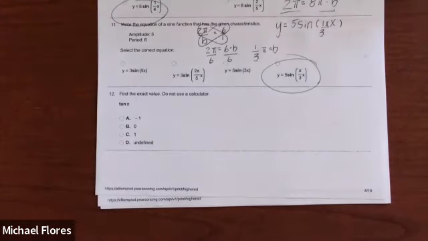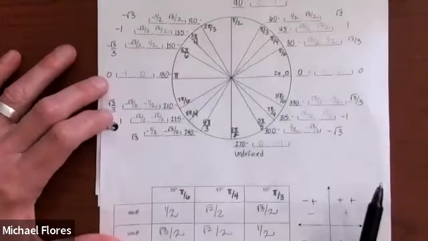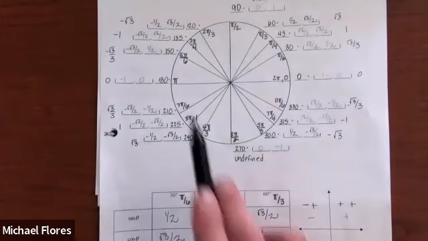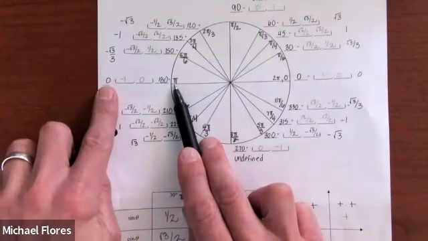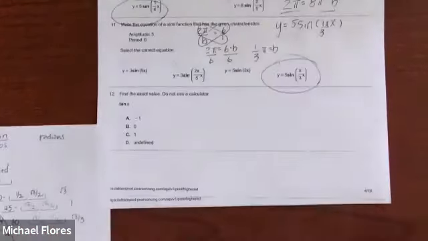Find the exact value. Do not use a calculator. Tangent of pi. Tangent, that's the regular unit circle. There is pi. What is the tangent value at pi? 0.